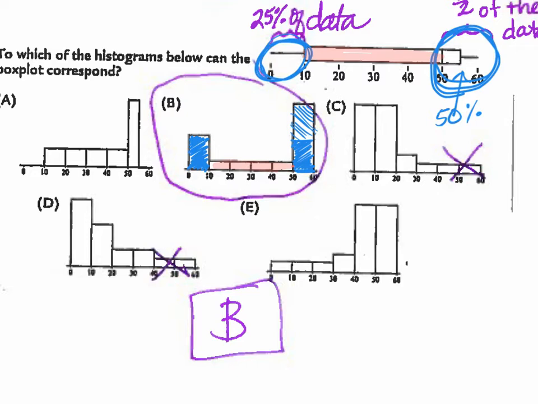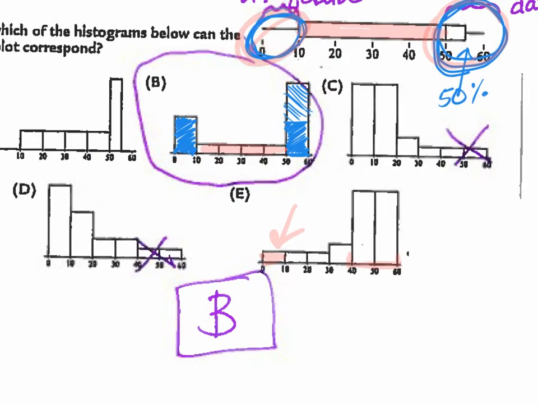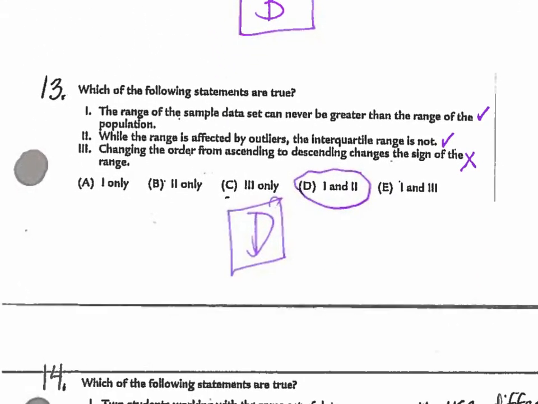Okay, questions on that? Why could it not be E? Okay, because according to this, 50% of the data is between 50 and 60, and this shows a lot of it between 40 and 60. Okay. And this also shows 25% of the data between 0 and 10, and I can tell you right now, that right there is not 25% of the data. Okay. It's more like 5. Yeah, if that. Okay, 13 is D.